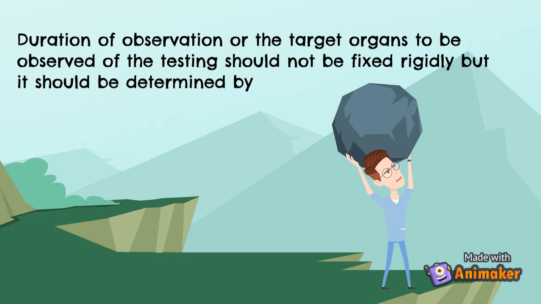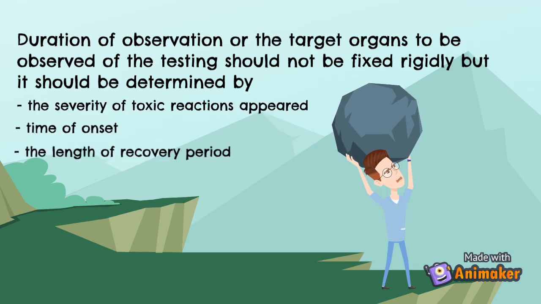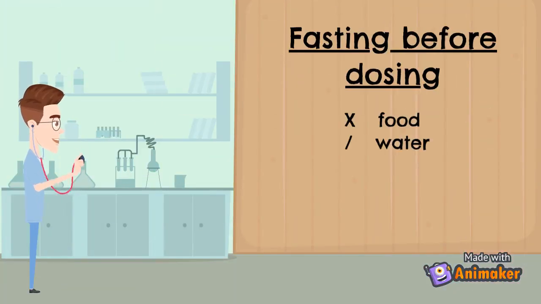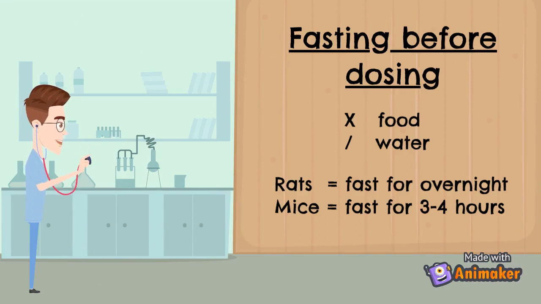However, the duration of observation or the target organs to be observed in the testing should not be fixed rigidly, but should be determined by the severity of toxic reactions that appear, the time of onset and the length of the recovery period, and may thus be extended when necessary. The animals should be fasted prior to dosing, in which rats were fasted of food but not water overnight, whereas mice were fasted for 3 to 4 hours before dosing. Following the period of fasting, the animals should be weighed.